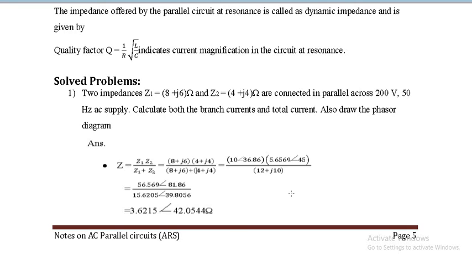Let us say we have two impedances, 8 plus j6 and 4 plus j4, connected in parallel across a 200 volts, 50 Hz AC supply. You have to calculate the branch currents and the total current, and you have to also draw the phasor diagram.